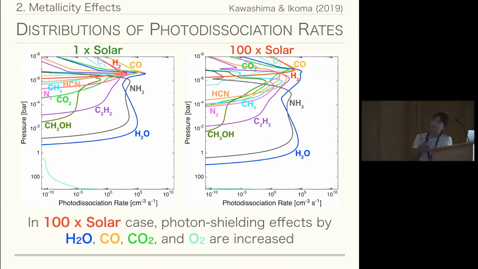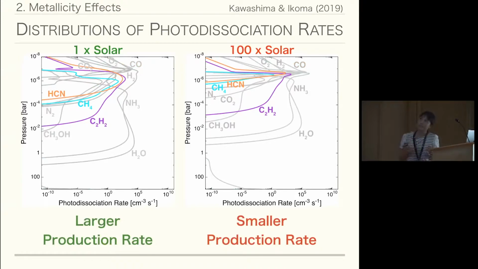So for haze precursors, photon shielding effects by these molecules, so water, carbon monoxide, CO2, and O2, existing at higher altitudes than the haze precursors are increased. Because of this photon shielding effect, we found that the photodissociation rate of haze precursors is smaller for the 100 solar metallicity case, even though their abundance has increased. So we found that the production rate of the haze precursors is smaller for higher metallicity, even though their abundance has increased.